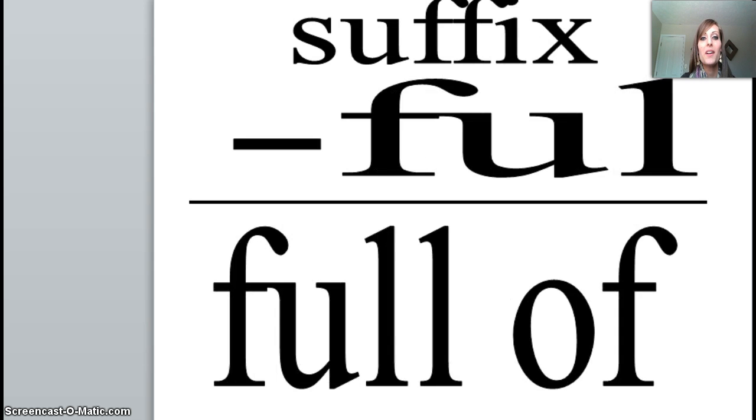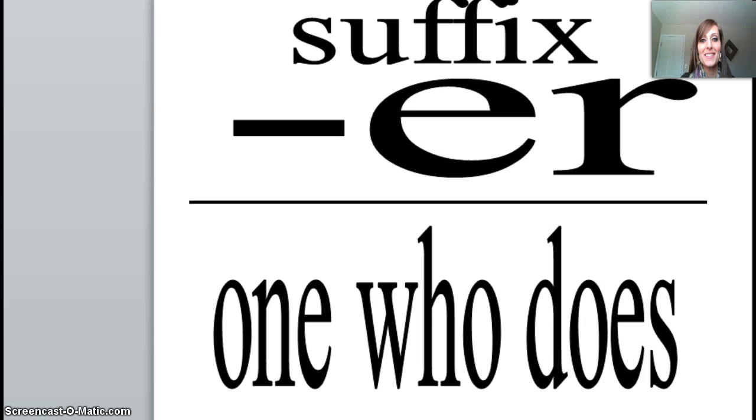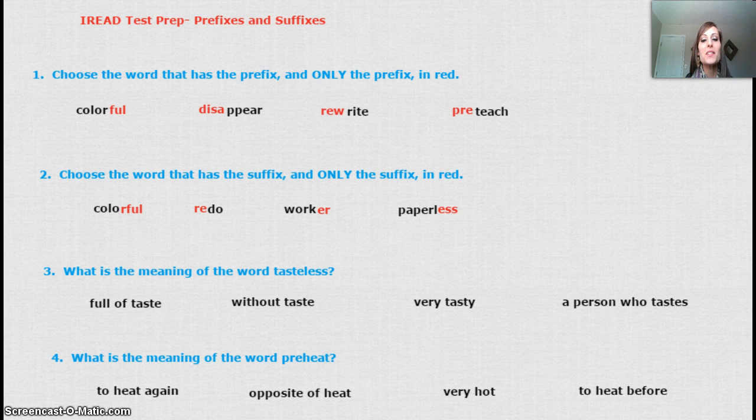Let's look at some other examples of suffixes that you should know already in 3rd grade. Less means without. Full means full of. Er is one who does. Now let's do some practice questions together before you do some more practice questions on your own.